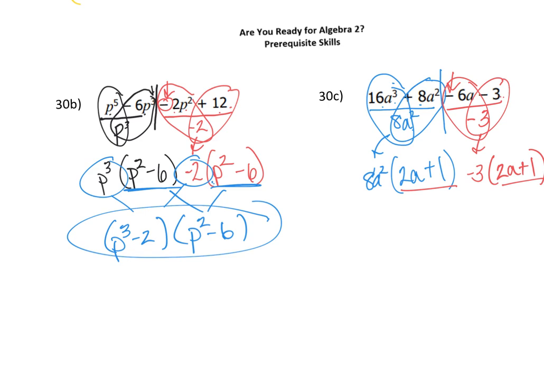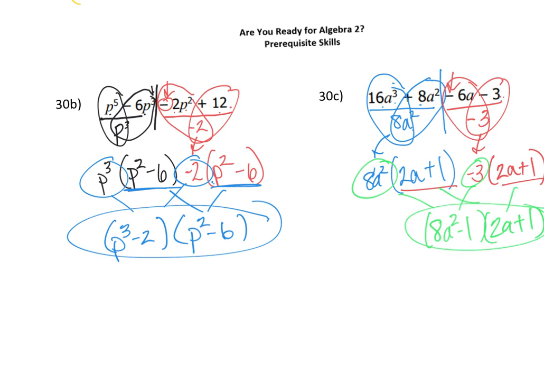To finish this off, I'm going to make 2 sets of parentheses. Maybe one day my handwriting will get better, guys. And I'm going to take my 2 outsides together and let them join up as one factor, and then my 2a plus 1 in the other. There you go, factoring by grouping.